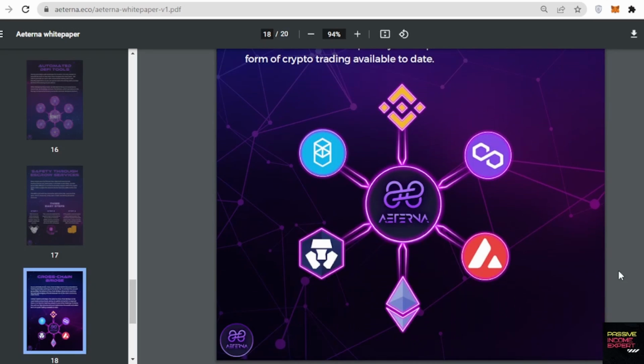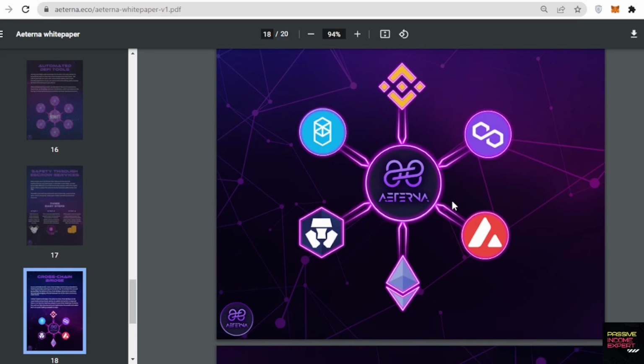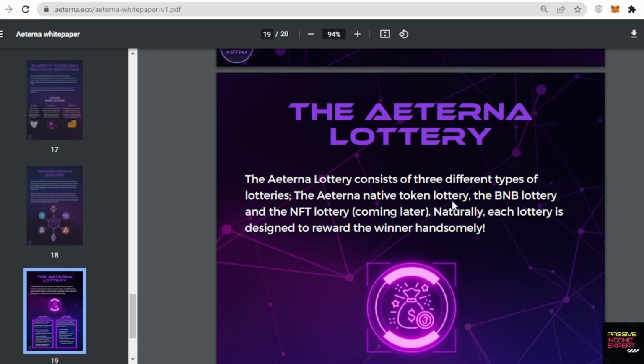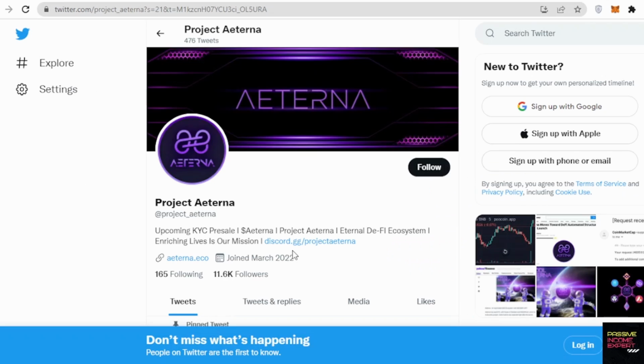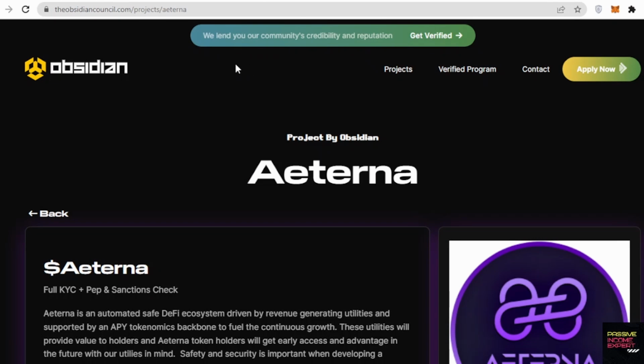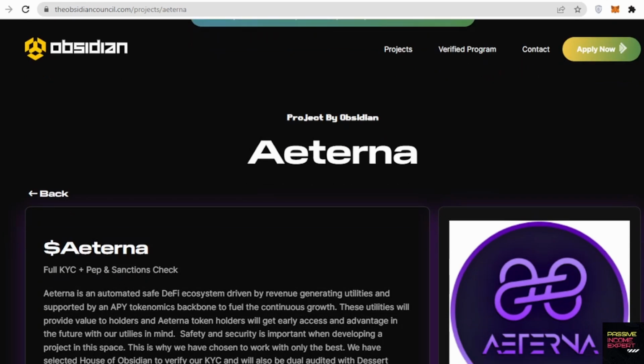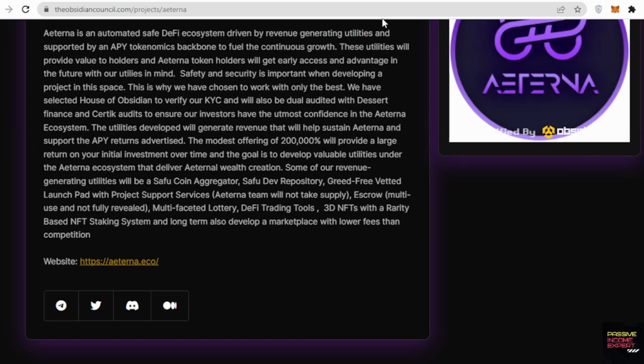Cross-chain bridge: they have added a cross-chain bridge, which means that from Binance Smart Chain, you can cross over to Polygon, AVAX, Ethereum, and some other chains, which is quite good. And lottery will be introduced in future, and they have already added all the details, which I'm not going to read out because everything is in the white paper. Twitter page, 11.6 followers, quite huge, quite impressed. Obsidian part has already been done, which is quite good. It's verified. That's the official website.